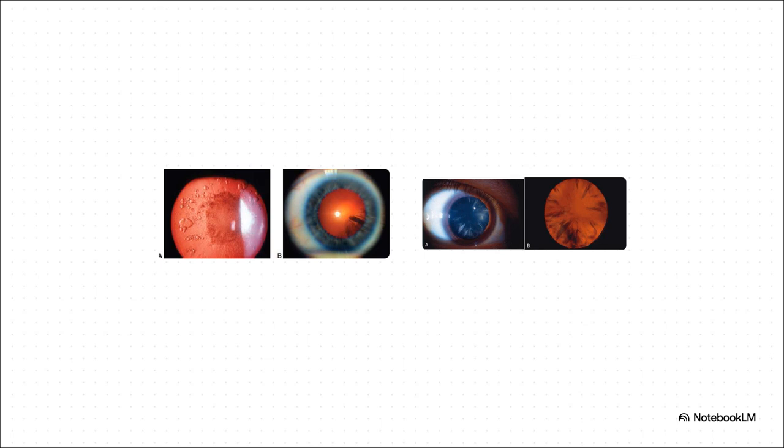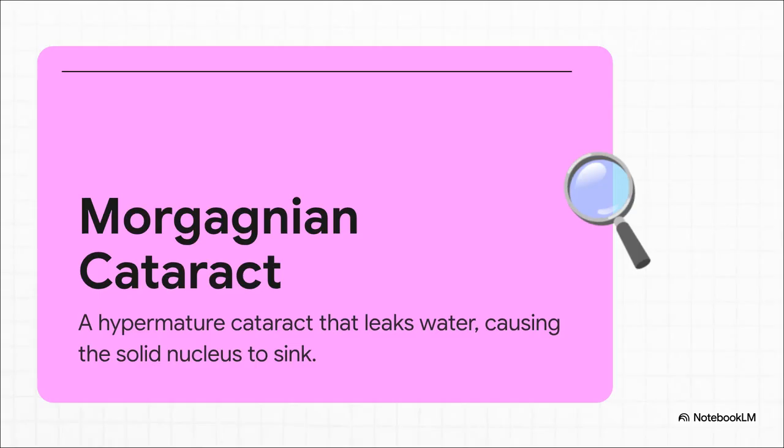When your patients complain of severe glare from oncoming headlights at night, this spoking, which is scattering the light, is exactly why. Okay, an absolute OCAP must-know is the Morganian cataract. This is exactly what happens when a cortical cataract goes untreated and becomes hypermature. The swollen cortex just completely liquefies. Eventually, the capsule actually starts to leak this water out into the eye. And without the supportive cortex there to hold it up, the heavy, solid nucleus literally sinks straight down to the bottom of the capsular bag.